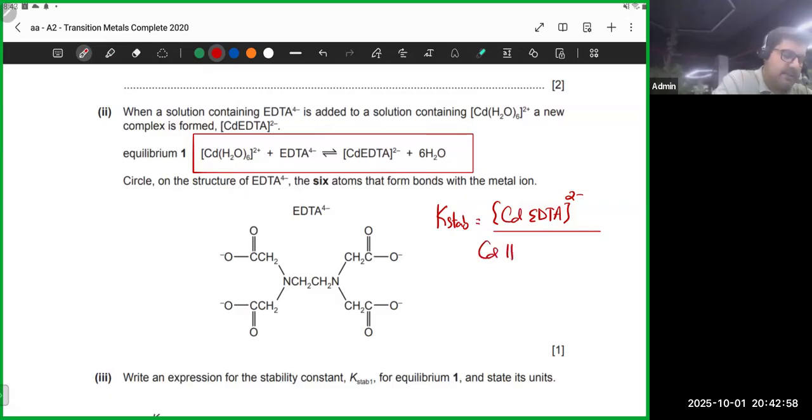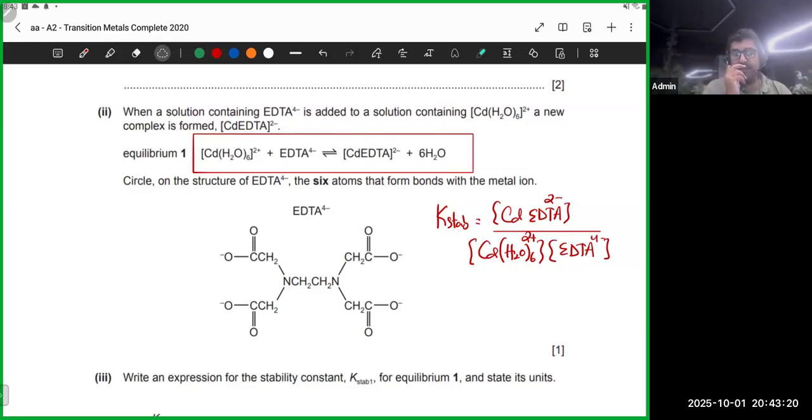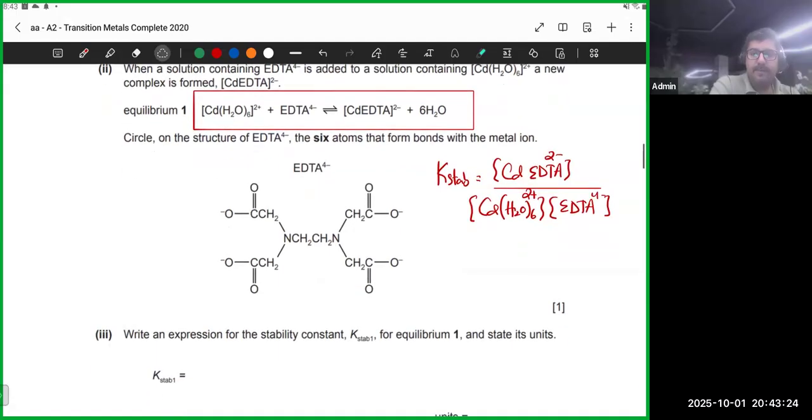And it's going to be CdH2O6 and EN 4 minus. Make sure of one thing: the square brackets represent concentrations. When you write the K-stab expression, put the charge inside the square bracket, not outside it. And you don't write water in the expression.